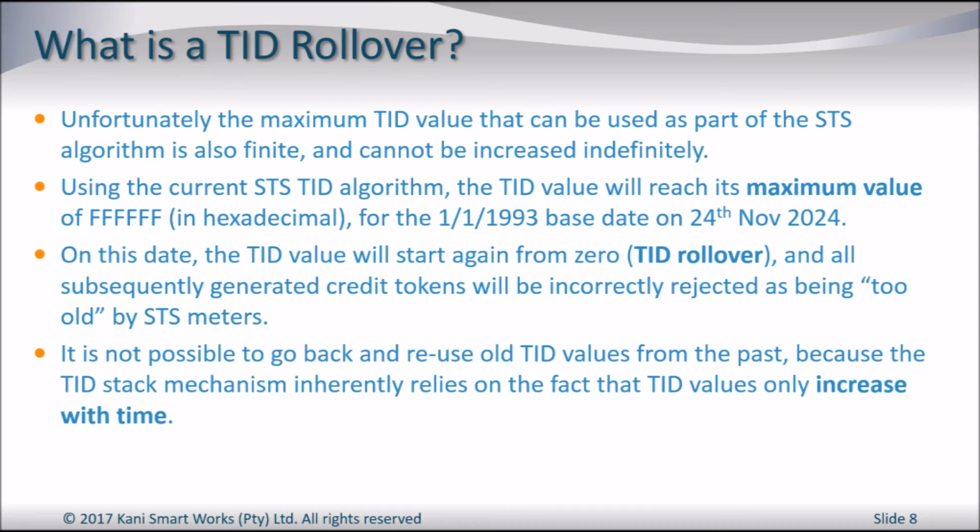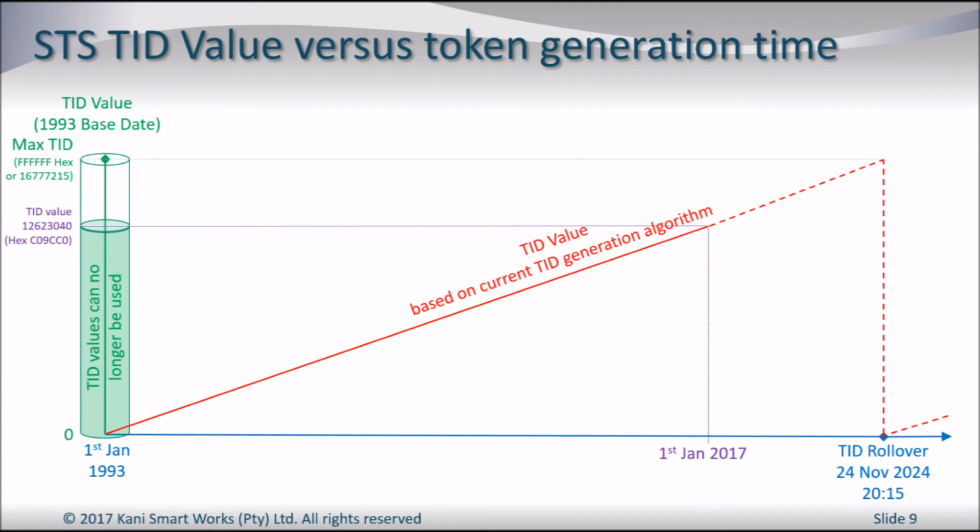Of course, it's not possible to go back and reuse old TID values from the past because the TID stack mechanism inherently relies on the fact that the TID values only increase with time. The TID rollover situation is clearly illustrated if we return to our straight line graph. The dotted line shows the STS TID generation algorithm going into the future, and then on 24th of November 2024, it will roll over and start counting again from 0.